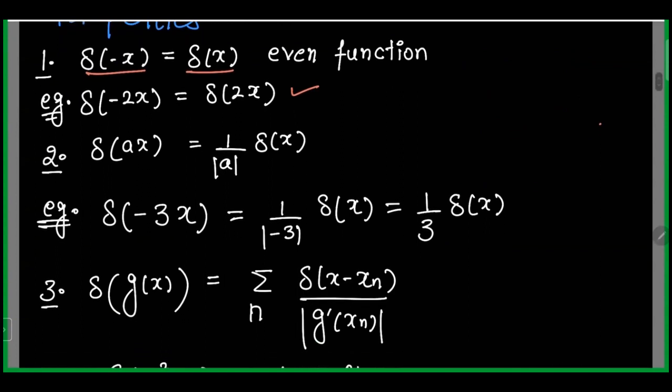The second property is delta of ax. Delta of ax is equal to 1 by modulus of a, into delta x. We covered modulus in the last lecture. It makes everything positive.